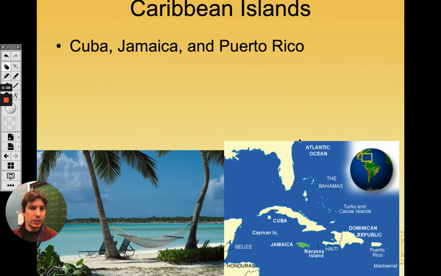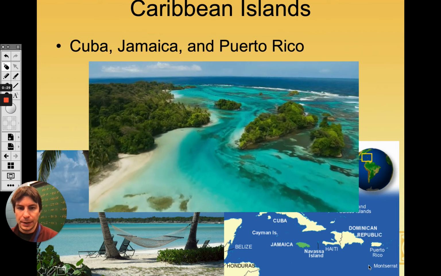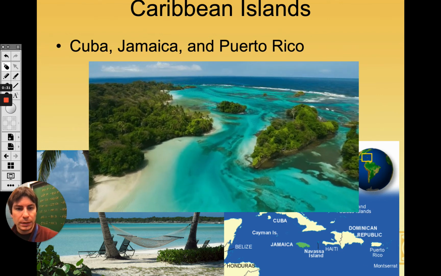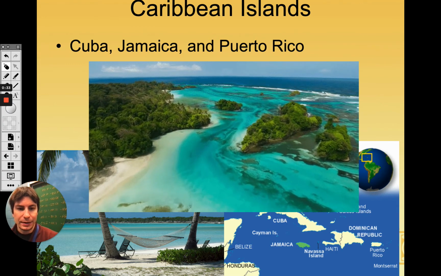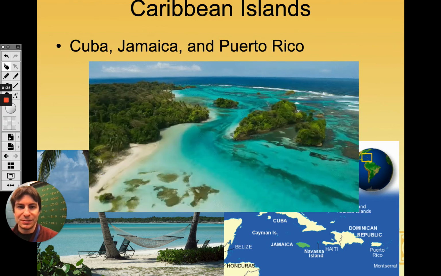Now, we're going to go to the Caribbean islands. These are made up of Cuba, Jamaica, and Puerto Rico. So we're getting closer to the equator, and if you can see here, it's all this area right here, slightly north from the Dominican Republic. That's where Haiti and Punta Cana and places are. But anyway, very warm, very hot climate. All right, nice beach atmosphere for us.